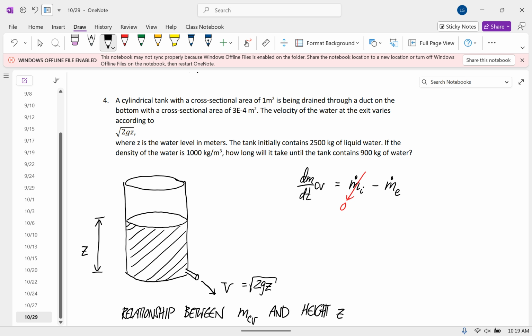I could have gone in the opposite direction and said, instead of doing everything in terms of Z, I'm going to change all my Z's to being related to mass. And I could have done it all in terms of mass. That would have come out the same.